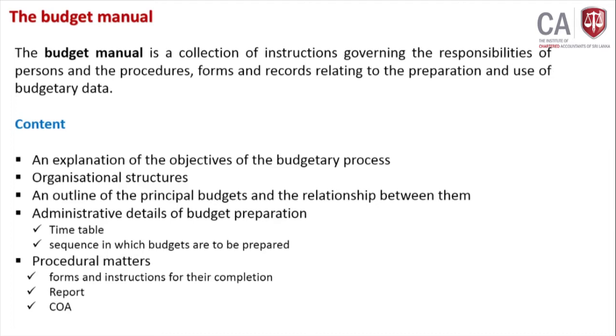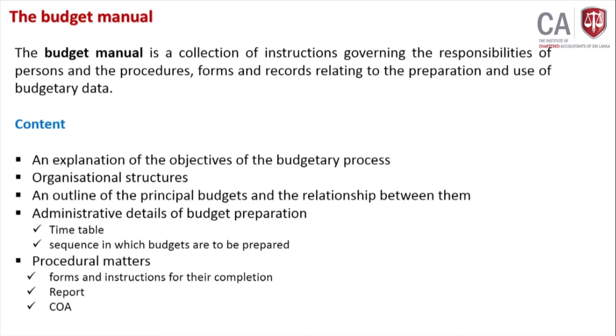What is the content? An explanation of the objectives of the budgetary control process. What are you going to achieve through the budget? Objective. Organization structure. The CEO is there, the finance directors are there, and under the finance director there are the management accounting function, the financial accounting function, and the operation team. Such an organization structure is there in the budgetary control manual.